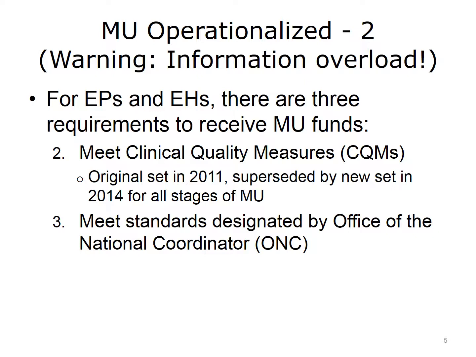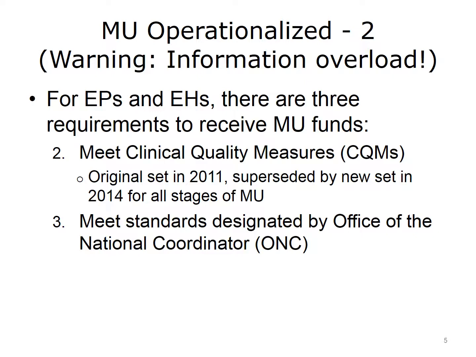In the 2011 release of the original CQMs, there was one set of CQMs for eligible hospitals and another for eligible providers. These were superseded in 2014 by expanded sets of clinical quality measures. No matter what stage an EP or EH was in, starting in 2014, all those seeking remuneration through the Meaningful Use program needed to meet the new clinical quality measures.